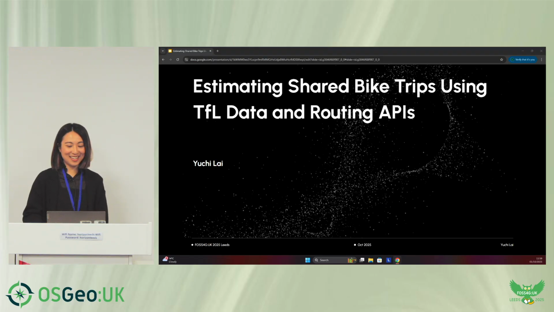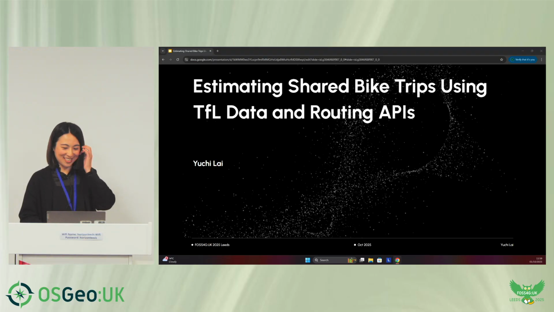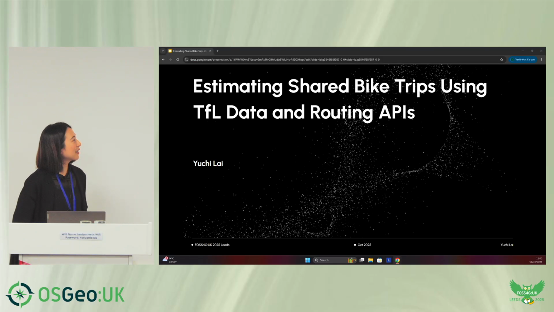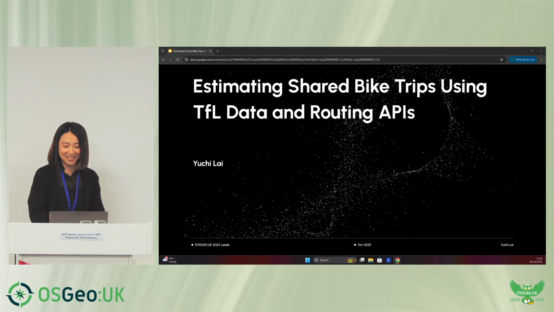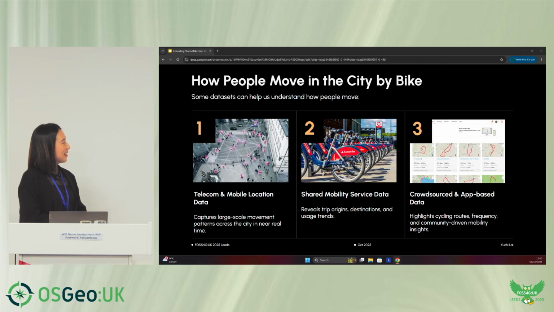Over to Yuchi. Okay. So hello everyone. Thank you for joining this session. I'm Yuchi Lai, and today I would like to share my project, estimating shared bike trips using TfL data and routing API. The goal of this project is to show how open data and routing tools can help us understand cycling in London. So this project started from my curiosity about how people move by bike in the city.